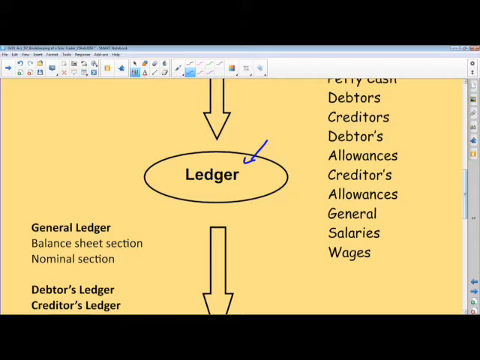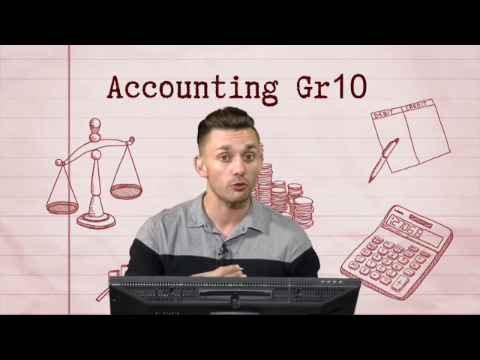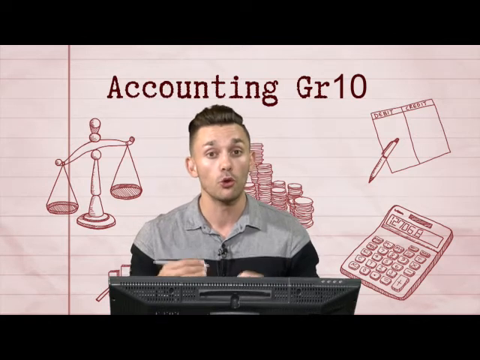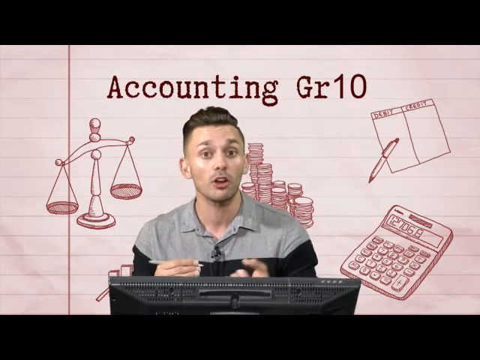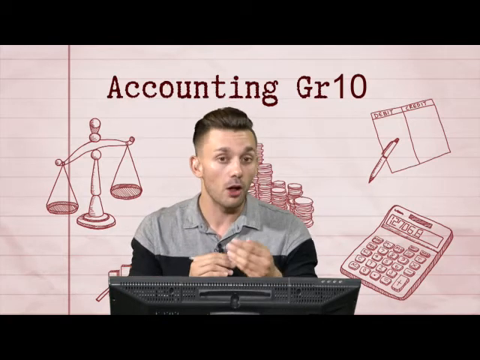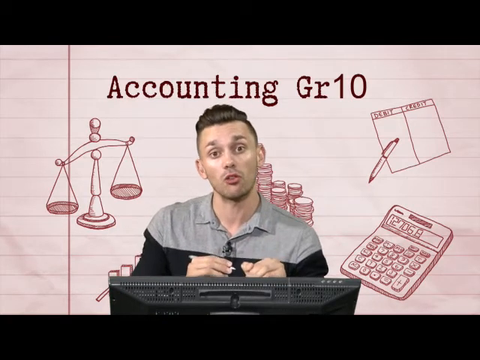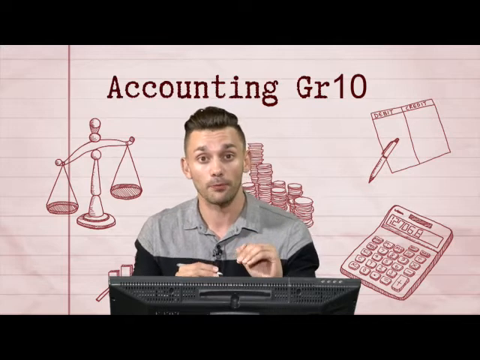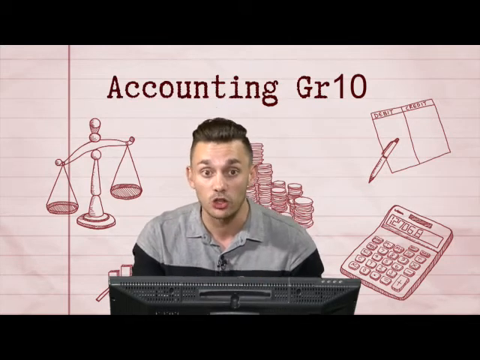Your very first ledger will be your general ledger, and this is the main one. If you know and understand the general ledger, I'm sure you will be flying through accounting and find it very easy, and you'll enjoy it. You'll be able to answer a lot of questions, so know the rules of the general ledger. And we are going to look at that in today's lesson and in future. But now, you need to remember this general ledger is broken into two pieces. Let's go and look at the pieces.